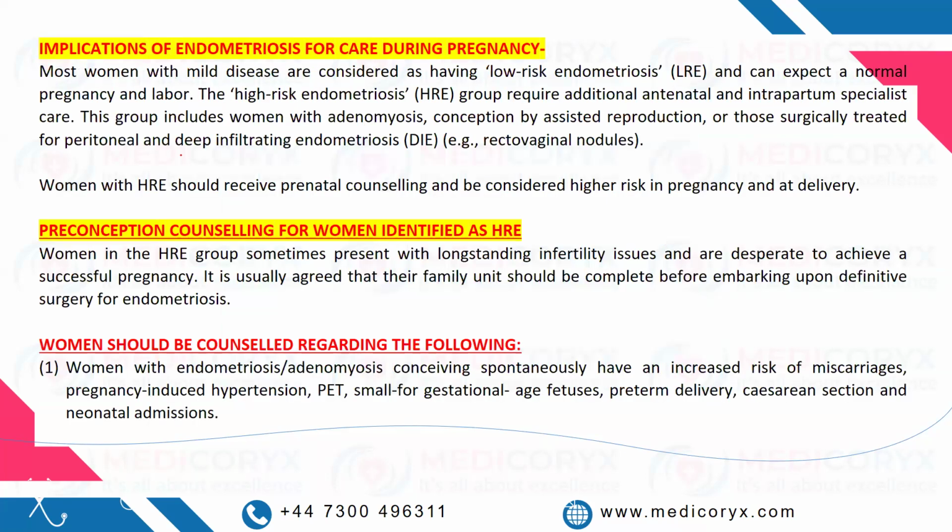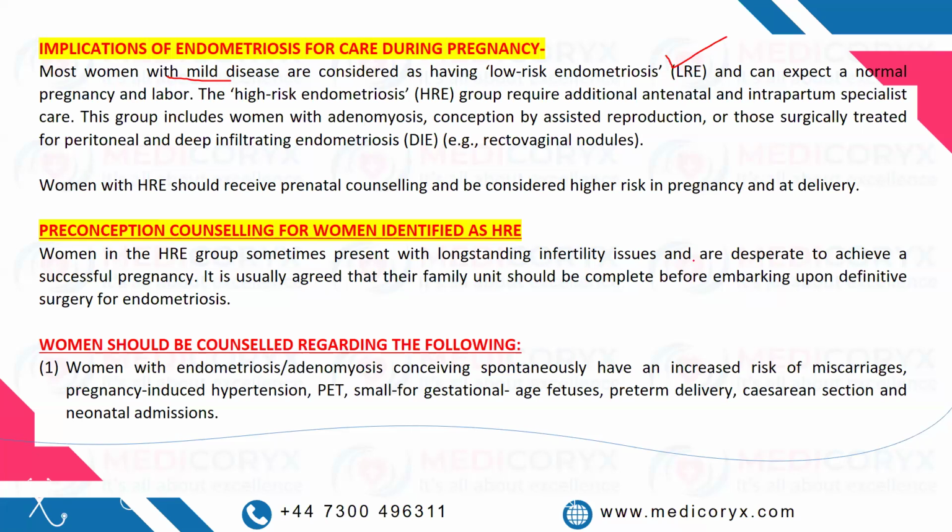Now, implication of endometriosis for care during pregnancy. For example, if a woman becomes pregnant, what will happen to her and the pregnancy outcome? Most women with mild disease are considered as having low risk endometriosis, LRE, and can expect a normal pregnancy and labor. However, high risk endometriosis, HRE, requires additional antenatal and intrapartum specialist care. This group includes women with adenomyosis, conception by assisted reproduction, or those surgically treated for peritoneal and deep infiltrating endometriosis, which is rectovaginal nodules. Women with HRE should receive prenatal counseling and can be considered high risk in pregnancy and at the time of delivery as well.